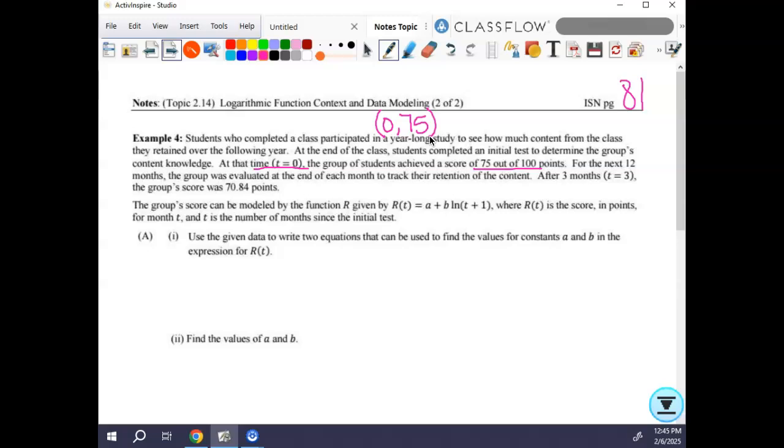For the next 12 months, the group was evaluated at the end of each month to track their retention. After 3 months, t equals 3, the group's score was 70.84. So then I also have (3, 70.84). Okay? Everybody okay with all that? Okie dokie. So then it tells me that the group's score can be modeled by this, which is yet a different version of the law, where R of t is the score in points, t is the number of months since the initial test.